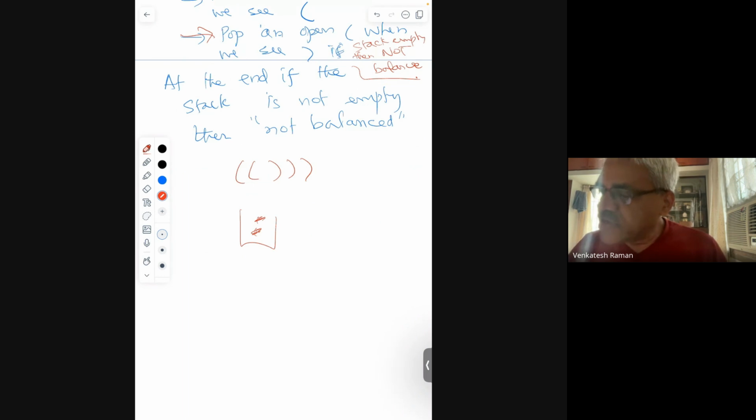Okay. So in fact, there is even a much simpler algorithm, not even using a stack. One scan, not even using a stack, using some constant space, one can do it. Anybody knows?